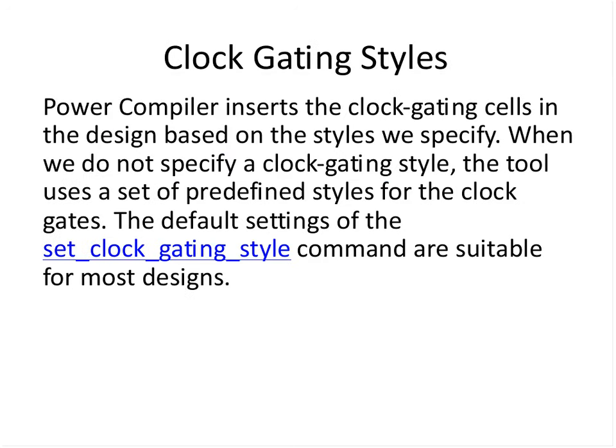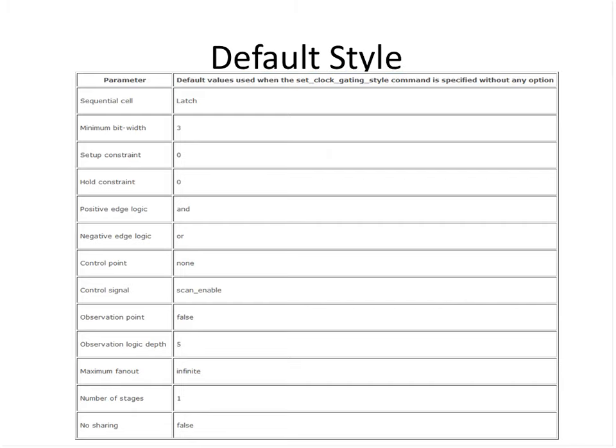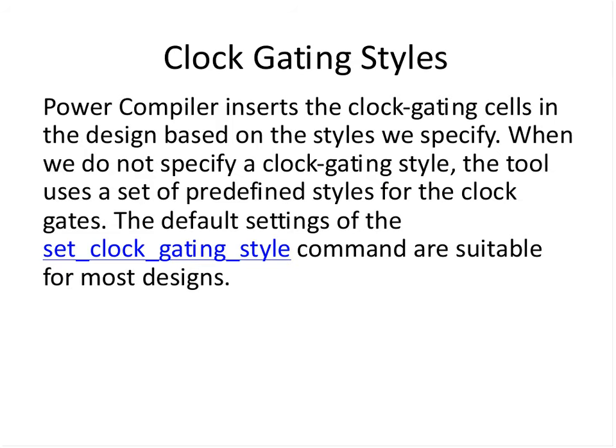Now there are a lot of clock gating styles. The diagram we saw was the clock gating style for positive edge trigger logic, right? The cell used was a latch plus an AND gate. So there are a lot of styles like that of clock gating cells. The command to specify these styles is called set clock gating style. If we do not apply any style, these are the default settings that we will use. So these are the options that go along with the set clock gating style command.